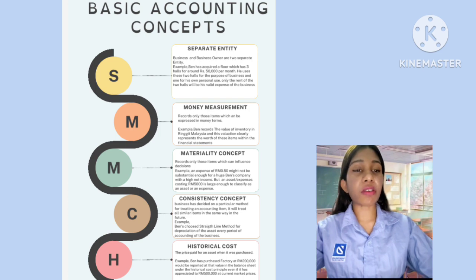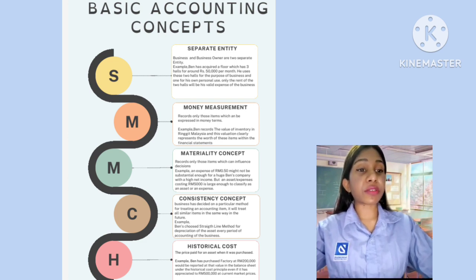Present about basic accounting concepts. Firstly, I have chosen five concepts: separate entity, money measurement, materiality concept, consistency concept, and historical cost. So the first one is separate entity.